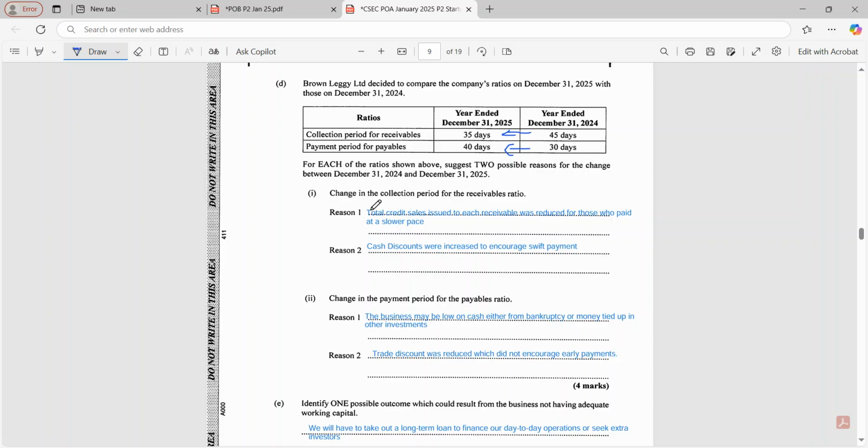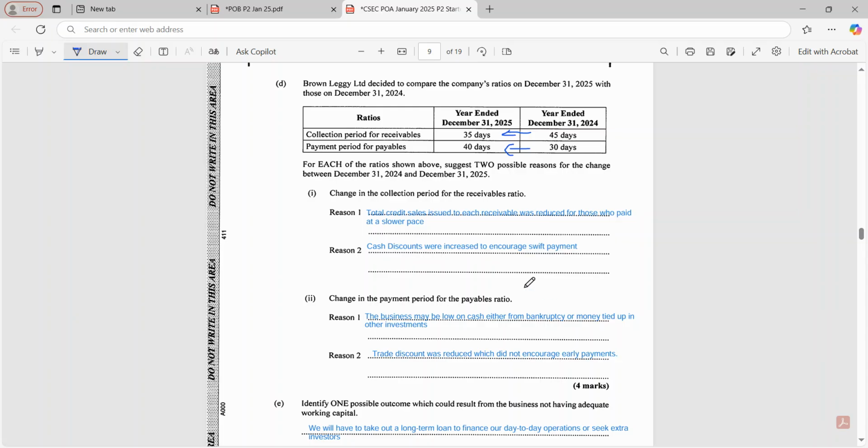Reason two is that cash discounts were increased to encourage swift payment. Remember, cash discounts are like when you say, if you pay your debt within 15 days, you get a 30% discount. Of course, with that, you are going to want to pay off your debt in time so that you can get that discount. So that is what would encourage you to take less time to pay off your debt.